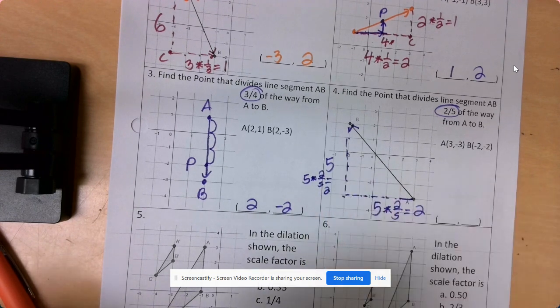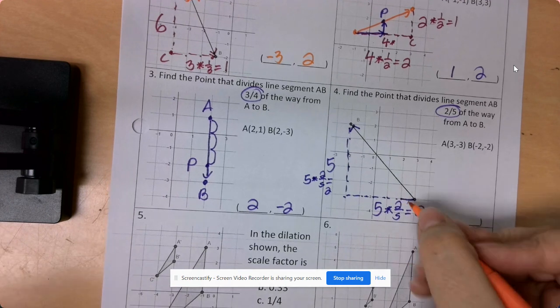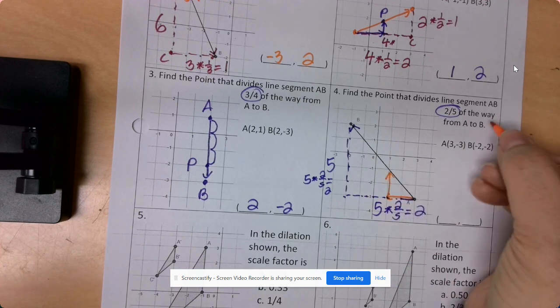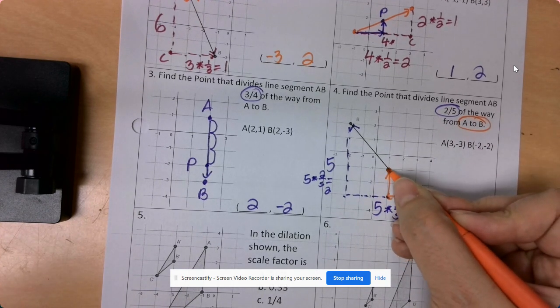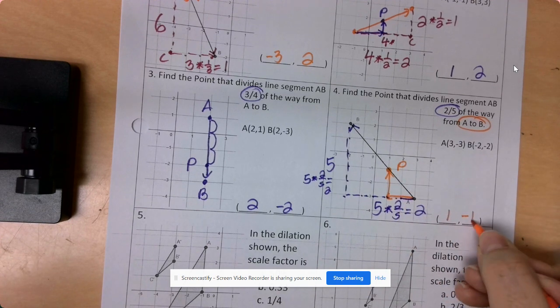So we're going to go over 2, up 2. Everybody, you definitely need to read A to B. Our new point would be right there, so it's going to be at 1, -1.